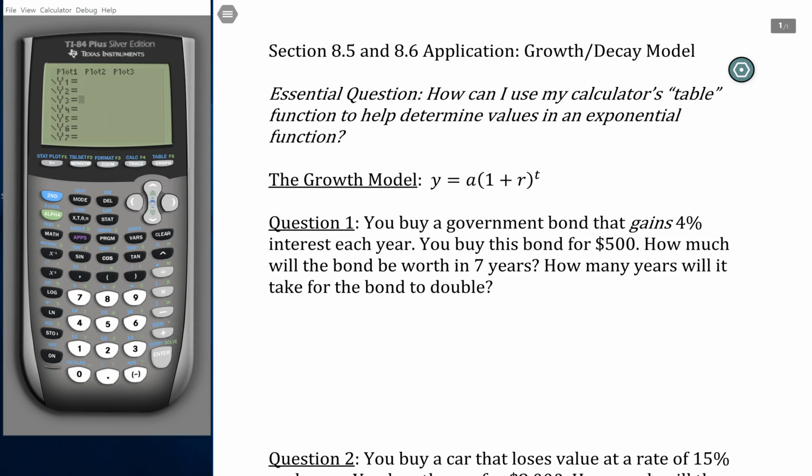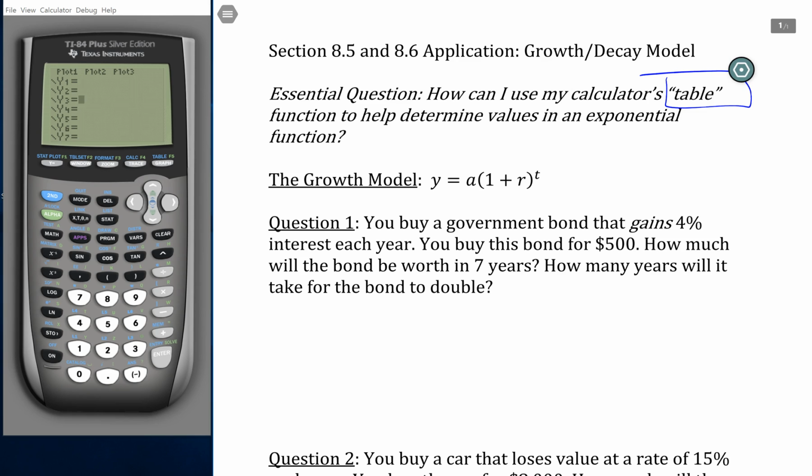All right, Algebra 1, welcome to your application video, and I'm going to be telling you a little bit about how to use your calculator to help you graph exponential functions even better. So the essential question for today is, how can I use my calculator's table button to help determine values in an exponential function? Like I said, though, we're going to be applying this to certain situations.